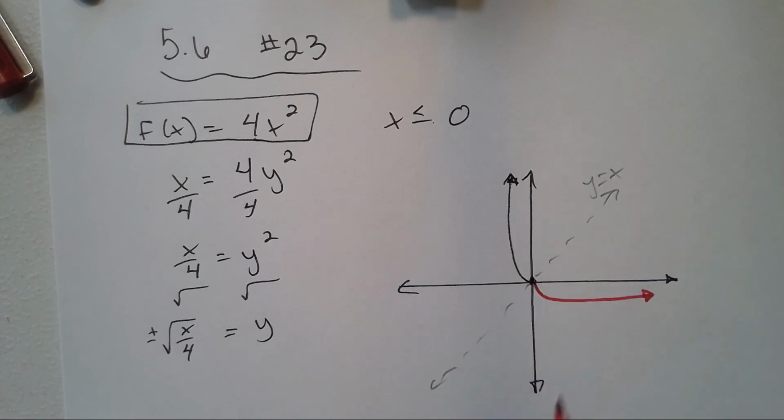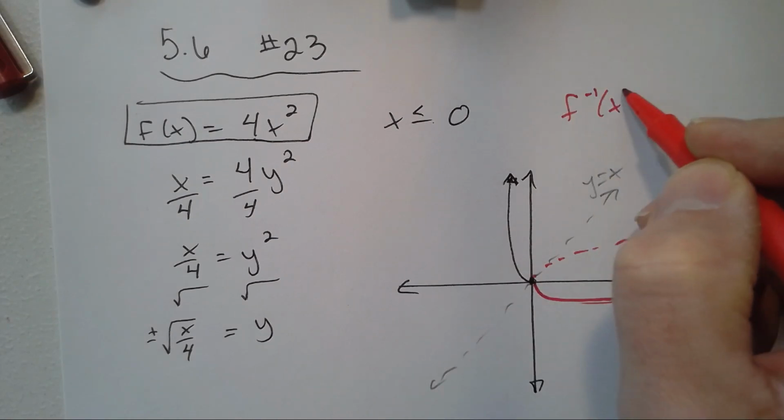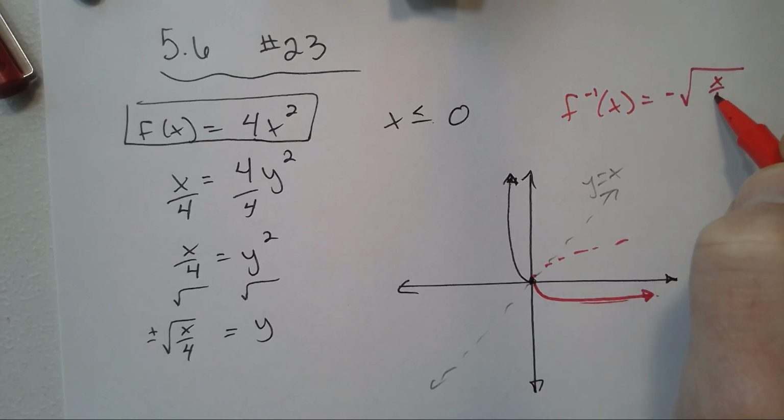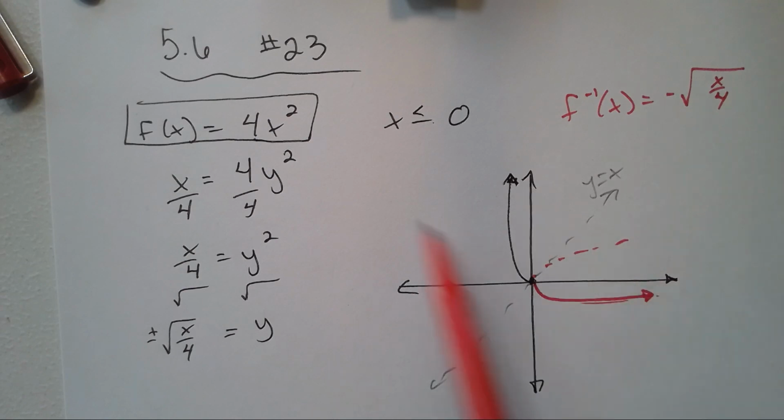So now we can choose, do we want the positive square root or the negative square root for this one, and we would have to choose the negative one for it to correspond with the one that we have graphed. So the inverse is the negative square root of x over 4, and that would be our answer. So I could see why it's confusing to choose whether to choose the positive square root or the negative square root.